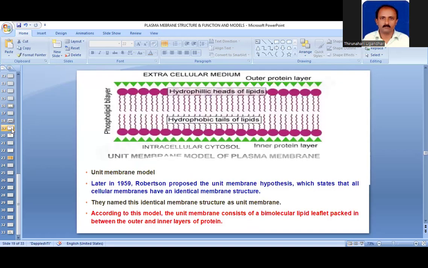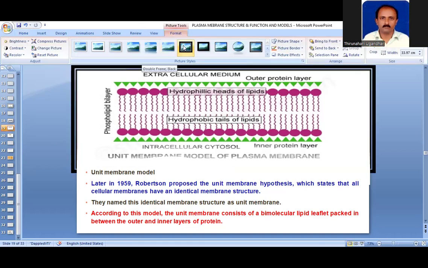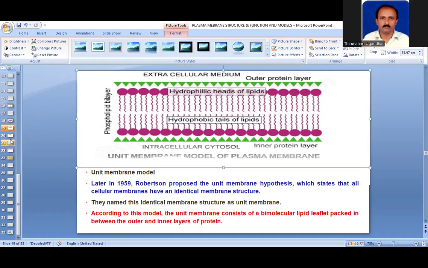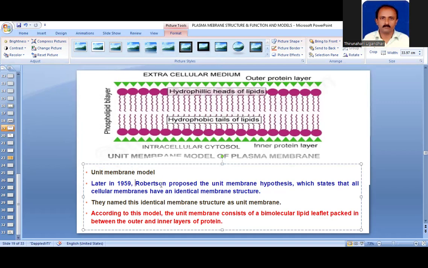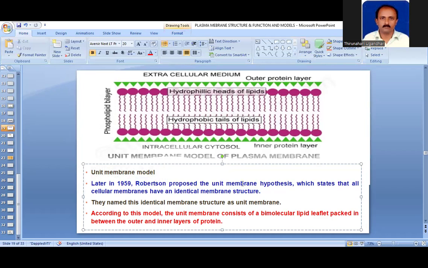Then the extracellular medium, outer proteins and inner proteins. That is the unity membrane model of the plasma membrane. These are the hydrophilic and hydrophobic, two types of lipid layers, then outside protein and inside protein. Three layers are there. Later in 1959, Robertson proposed the unity membrane hypothesis, which states that all cellular membranes have identical structure. So they named this identical structure the unity membrane. The unity membrane is the second type of model.